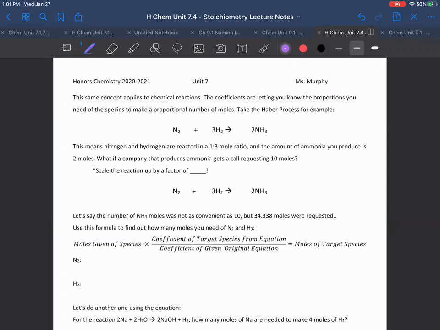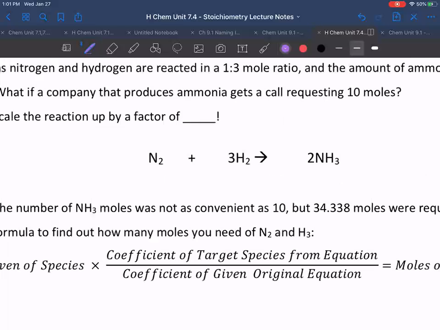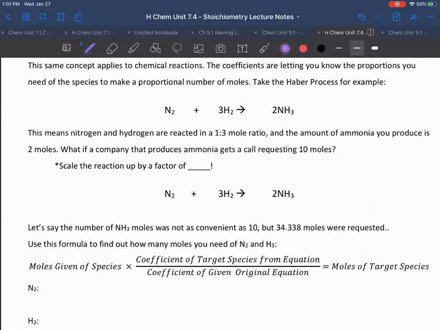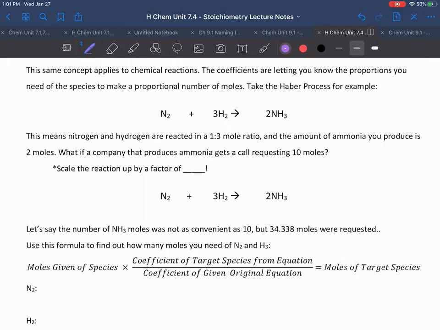This same concept applies to chemical reactions because the coefficients that we use let you know the proportions, the proportions that you need of the species to make another proportion of moles. So we're going to talk about one of the most used processes. It's called the Haber process. This is really important in farming. They make ammonia by adding nitrogen gas with hydrogen gas.